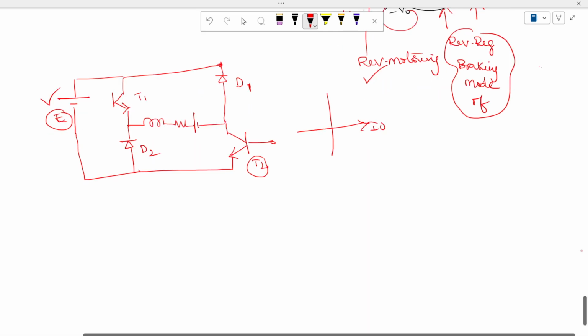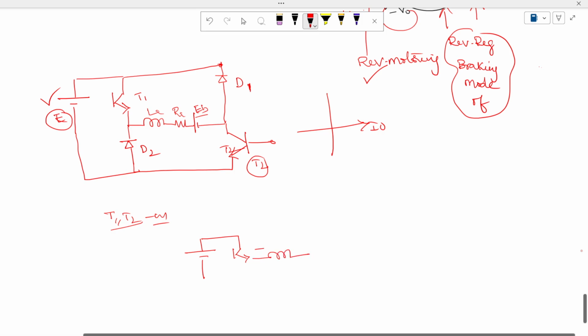Okay, so when you come here, this is nothing but Ra, La, and this is nothing but the back EMF. Let's try to experience how it works. Initially, this is a transistor 2, so we are going to keep T1 and T2 as on. When you keep T1 and T2 as on, the supply goes like this and comes to the transistor.